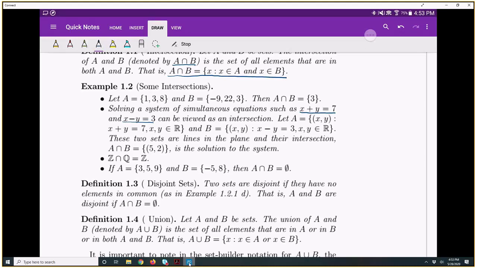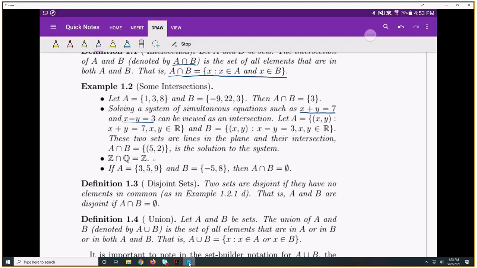So A intersection B is going to be the set of all ordered pairs such that x and y are real numbers, x plus y equals 7, and x minus y equals 3. That's just one point, and it's the ordered pair 5, 2. So you have the singleton ordered pair 5, 2 is the solution to the system of equations, and we thought about it as the intersection of two sets.